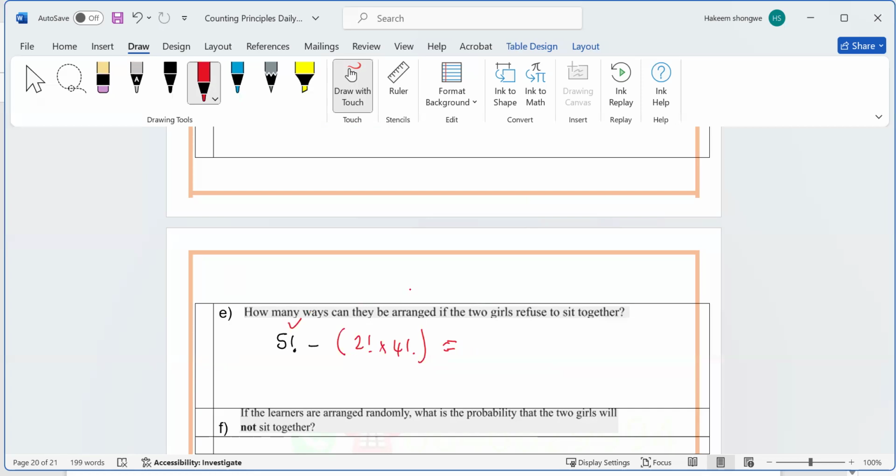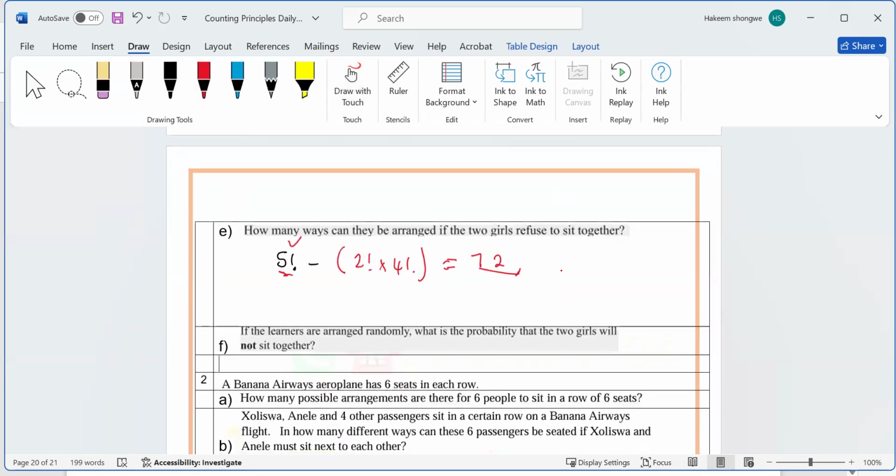How many different ways can they be arranged? 72. It's 72, are you sure? Because this one was 120. Okay. So there are 72 ways in which the 2 girls cannot sit together.